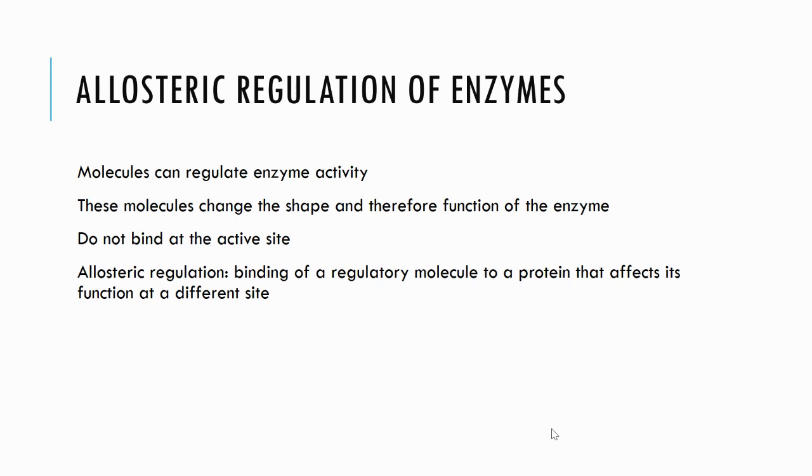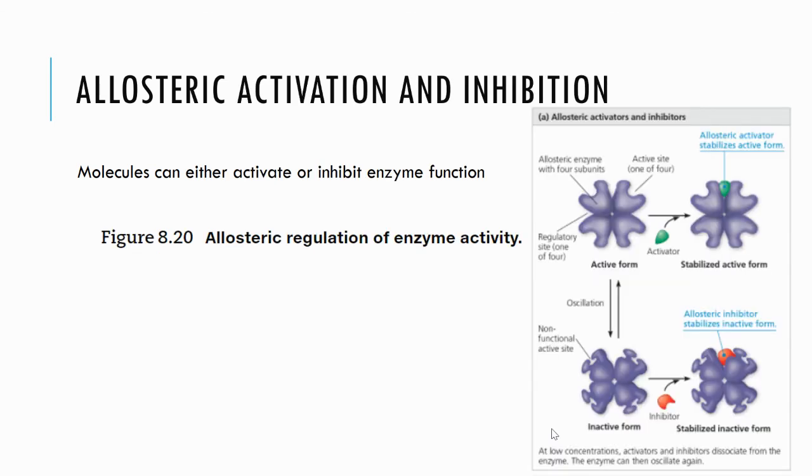We also have allosteric regulation of enzymes, and these molecules regulate enzyme activity. They change the shape and therefore function of the enzyme, but they do not bind at the active site. Allosteric regulation is the binding of some sort of regulatory molecule to a protein that affects its function somewhere else. So it's not binding at the active site, but it changes the active site's ability to do what it needs to do. In some cases, we have an allosteric activator that increases the enzyme's ability to do its job. Allosteric inhibitors prevent the enzyme from being able to do its job.